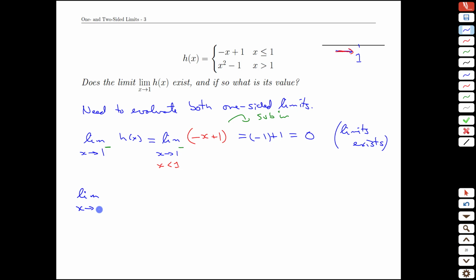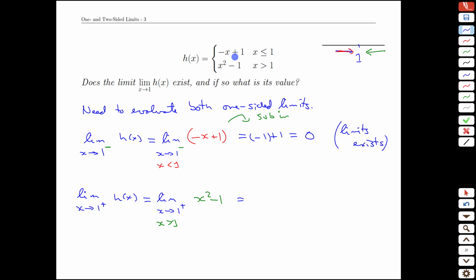Let's see what happens when we come from the other direction. Well, it's going to be the same idea. Notice we put this little plus here in the exponent just to indicate the direction. Let's take this one in green. So now we're going to be coming from larger values than 1, or x values that are above 1 notationally. Tying this back to our function h, that means the formula x squared minus 1 is what's going to be in play. So we have x squared minus 1.